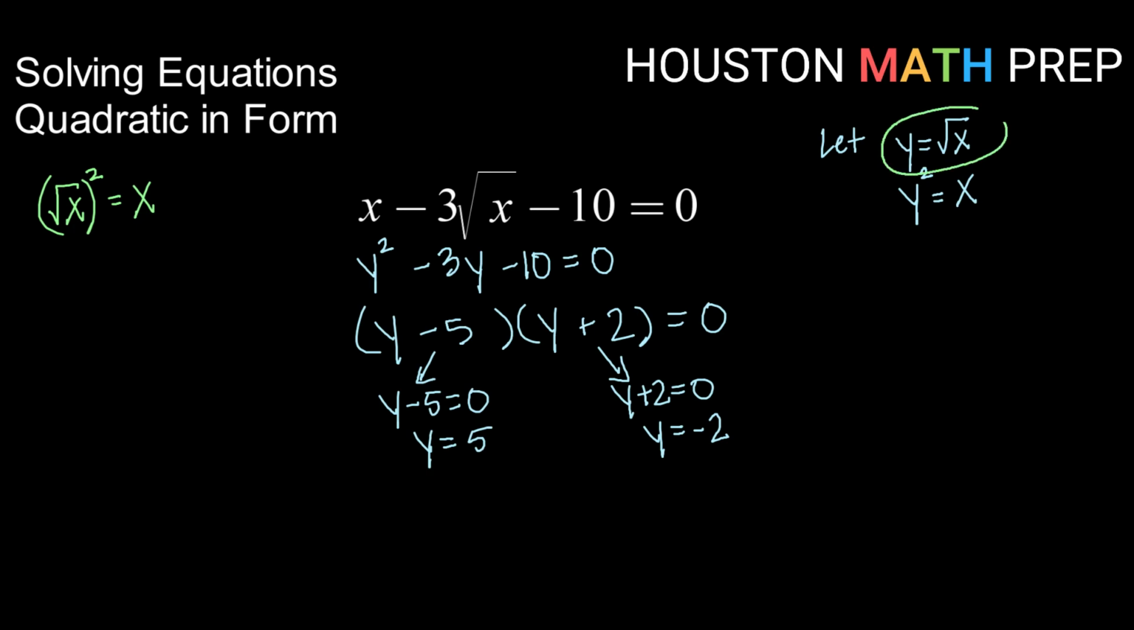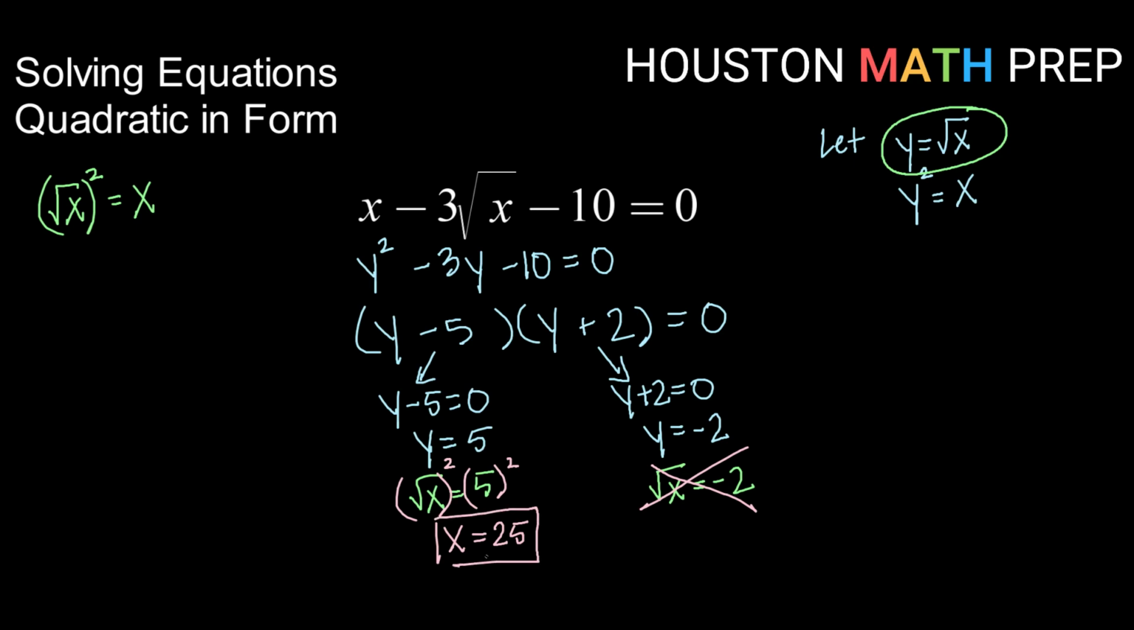Once again, returning to our original substitution, y is holding the place of square root x. So I have square root of x equals 5 and square root of x equals negative 2. Now, knowing what we know about square roots, our square root of x cannot equal a negative number. The square root is always positive. So this one does not give any valid solutions. Returning to our one remaining, square root of x equals 5, I can square both sides to get x equals 5 squared, which is 25, as my solution.